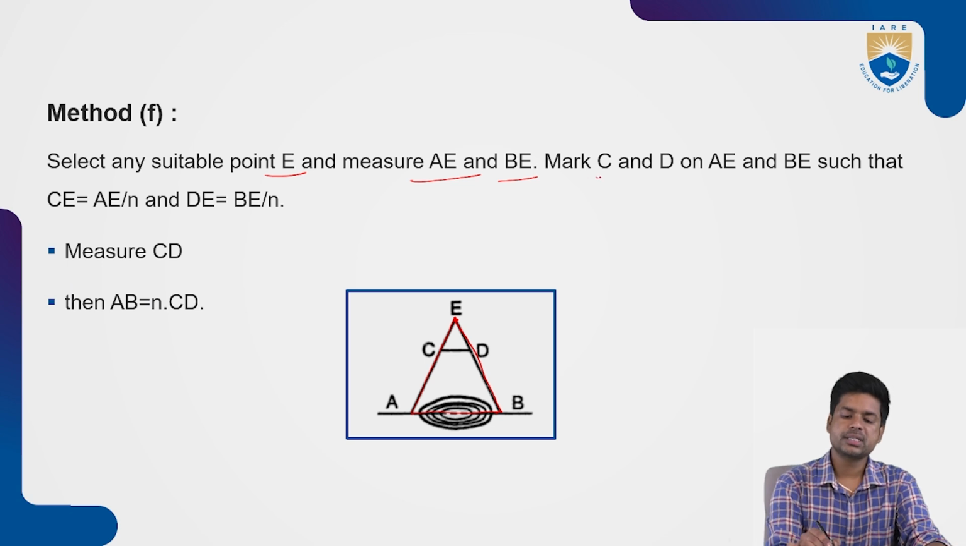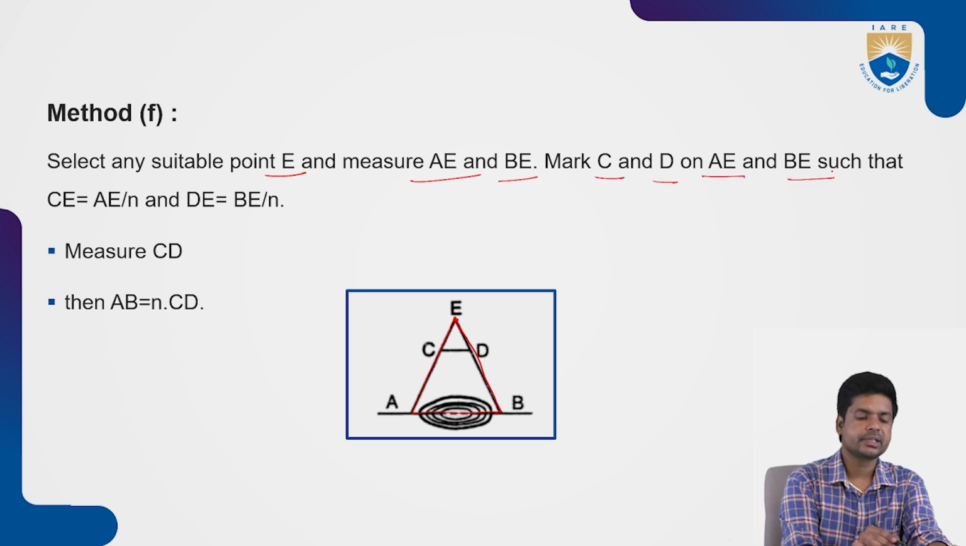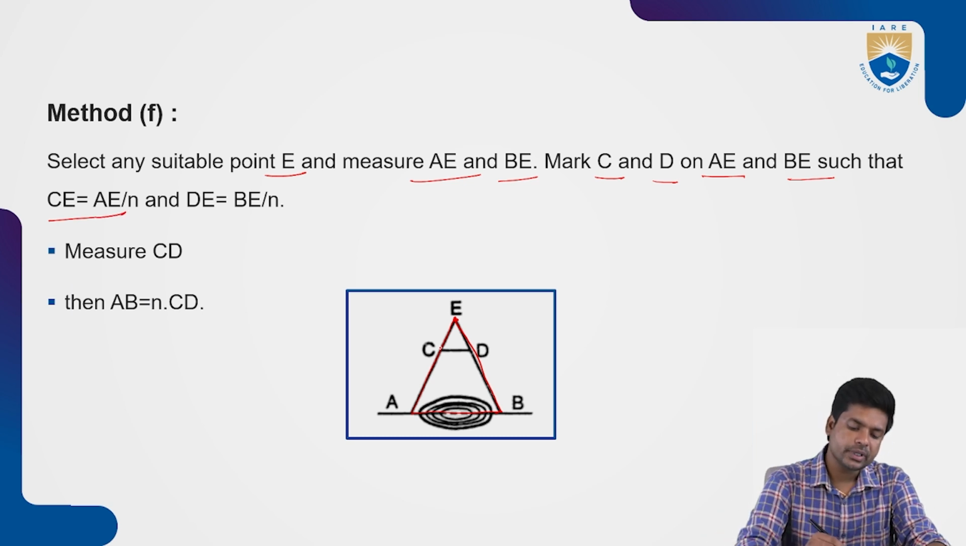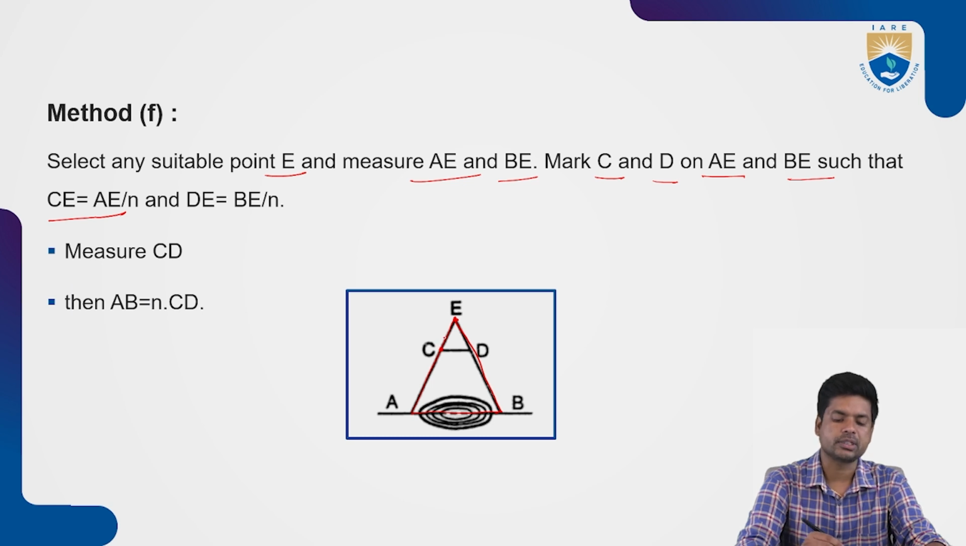Now mark C and D on AE and BE such that CE is equal to AE by N. So here we are going to mark the points C and D such that the distance between C and E should be equal to the distance of AE by N.